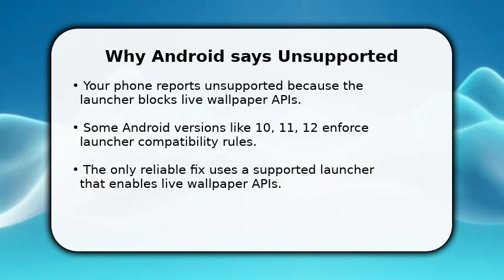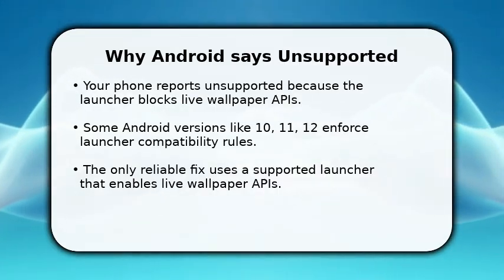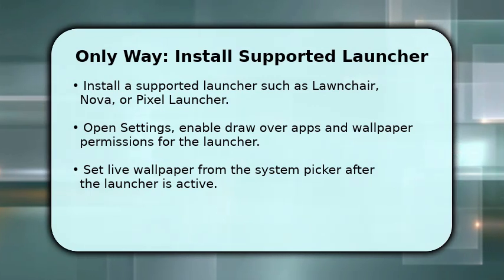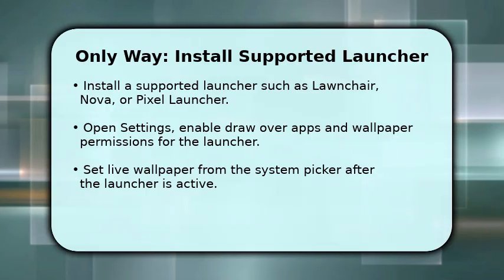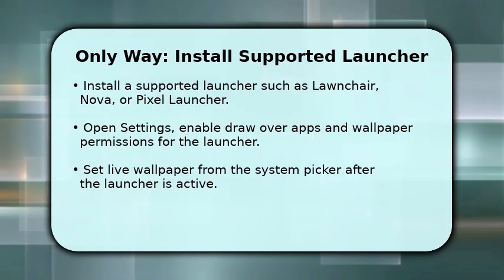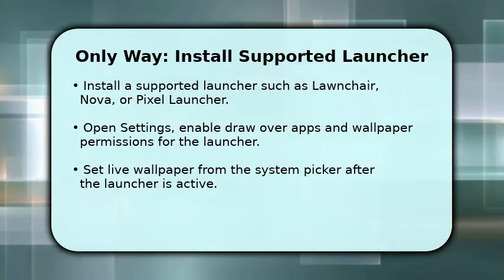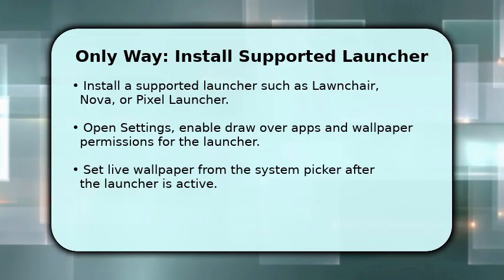You will install a supported launcher, enable live wallpaper permissions, and set the wallpaper from the start by choosing a supported launcher like Launcher, Nova, or Pixel Launcher. Go to Settings and install the launcher from the Play Store. Open Settings, then Apps, then Special App Access, and enable Draw over Apps. Also enable wallpaper and storage permissions for the launcher you installed.